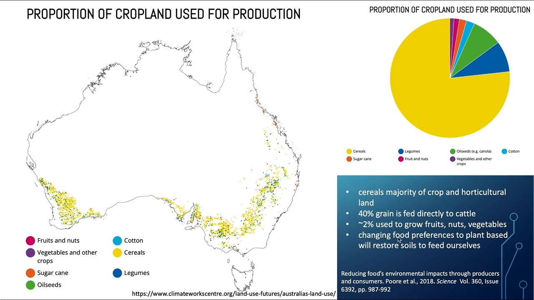And we need to literally change our food preferences towards a plant-based diet if we are to restore soils to feed ourselves and to conserve our biodiversity, which is so obviously important to sustain our own lives. Every time we remove biodiversity by clearing, we are dying. We're chopping our own body parts, so to speak, out of ourselves, really. So this is the way that it is.